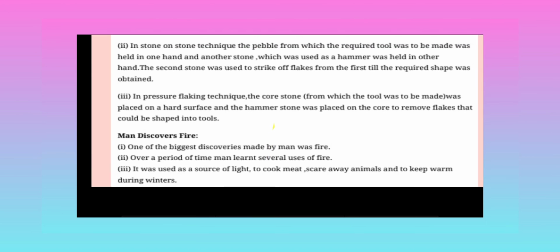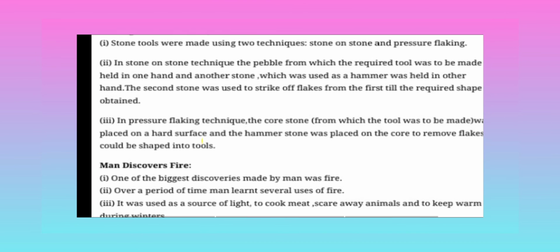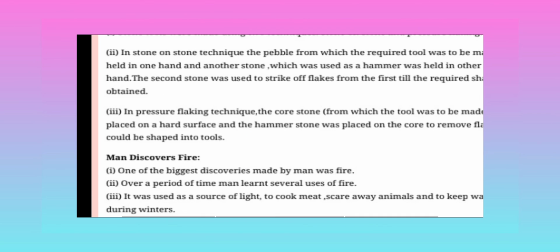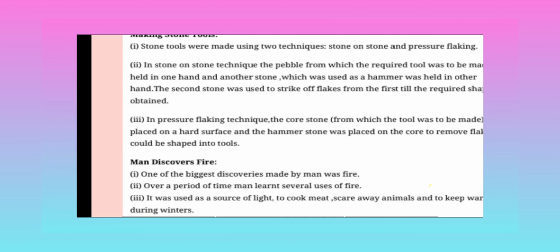Next, man discovered fire. The biggest discovery made by man was fire. Over a period of time, man learned several uses of fire. It was used as a source of light, to cook raw meat, to scare away animals, and to keep warm during winters.